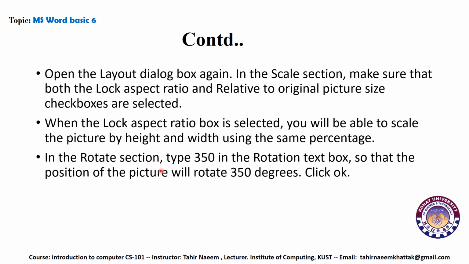In the Rotation section, type 350 in the Rotation text box, so that the picture will rotate to 350 degrees, and then we click OK. So here we can rotate the picture according to our requirement. We can also rotate the picture manually, or we can type the amount of degrees here. Just for example, we write 350 degrees and click OK. Then the picture will be rotated to 350 degrees.